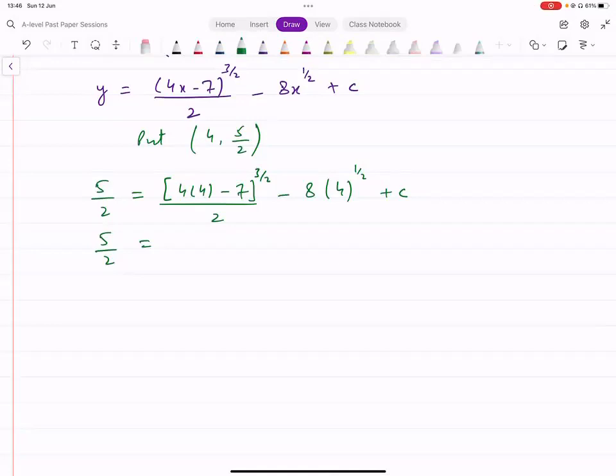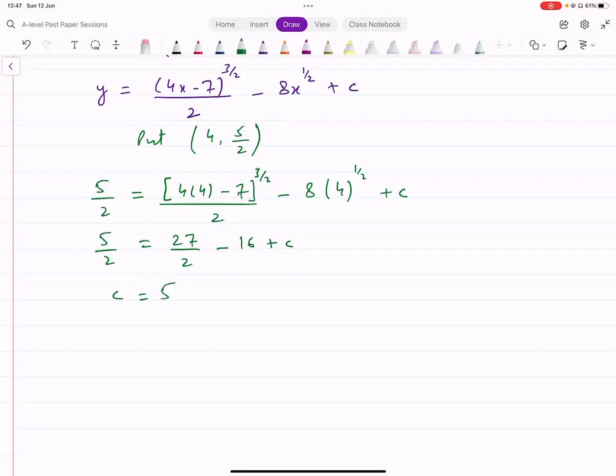I think that should be 27. Let me just confirm that. Yeah, so that's 27. 27 over 2 minus 8 into 2, which is 16 plus c. You can find the value of c from here and see what you get. 5 divided by 2 minus 27 divided by 2 plus 16. The value of c turns out to be 5 here.